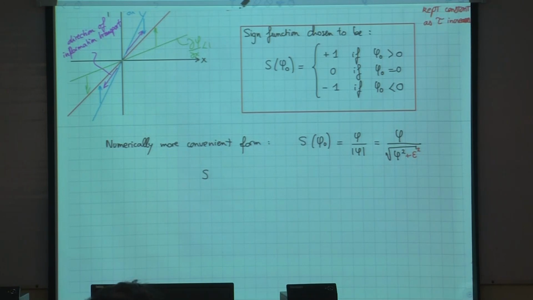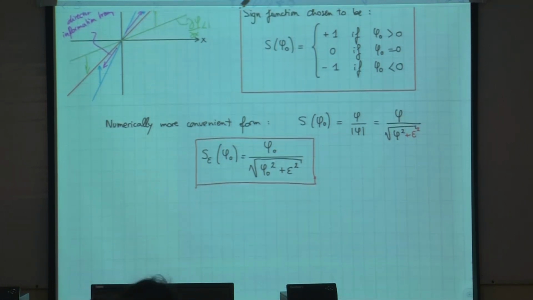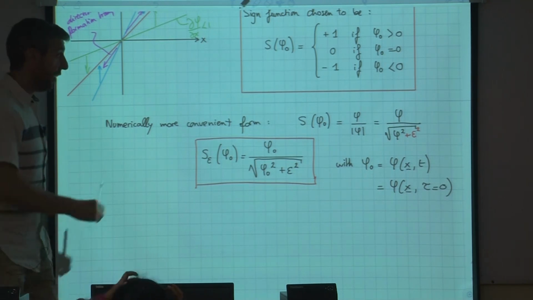So the resulting equation we're going to use is exactly that. We're going to parameterize this with a thickness. We will then compute phi naught over the square root of phi naught squared plus epsilon squared. So I've been using this phi naught for a while. The idea of this phi naught is simple. Phi naught is equal to phi of x at t. This is the initial condition. So that's also my phi of x at tau equal to 0, where tau is my pseudo time that I'm going to use to fix my gradient.